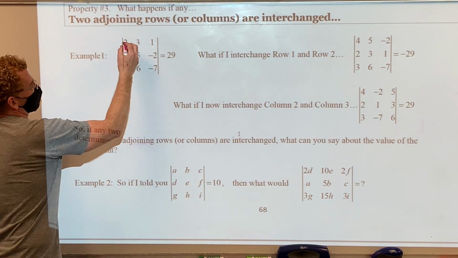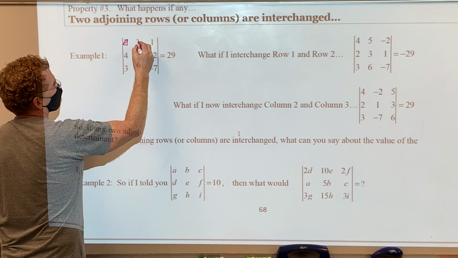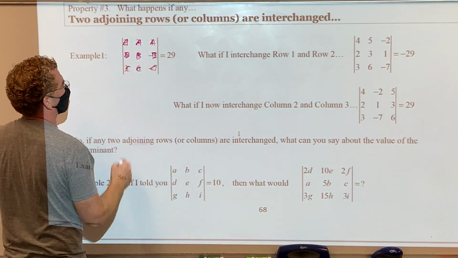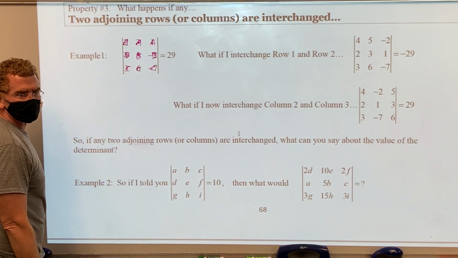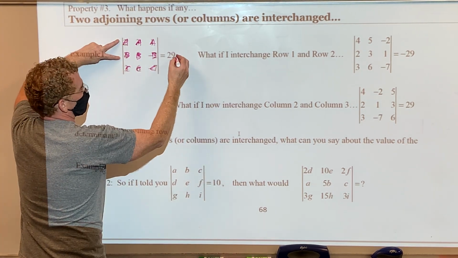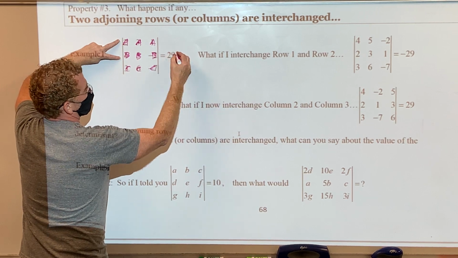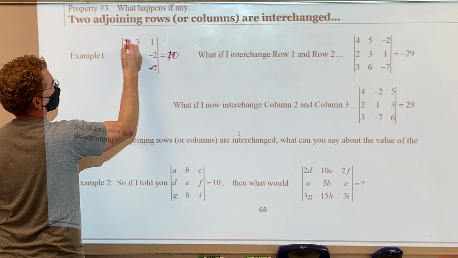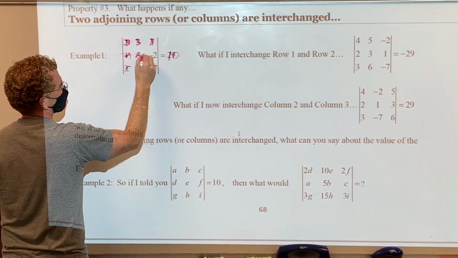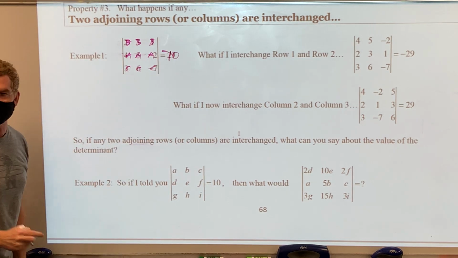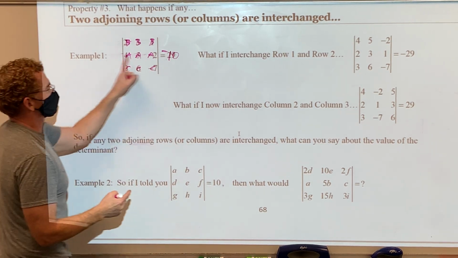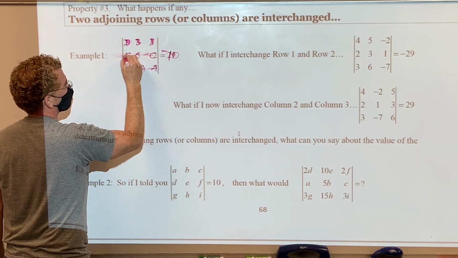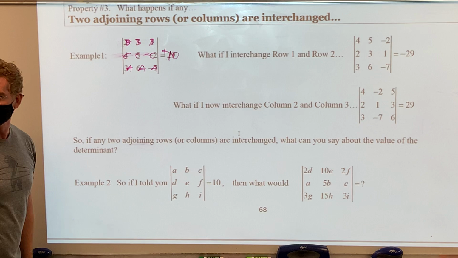Like for instance, it'll make better sense if I have this. What if I had a bunch of A values and B values and C values? And I want C's on the top and A's on the bottom. First I'd have to, and say this is all equal to, let's say, 10. If I switch the A's and the B's, what does that do? That puts B's on top and negates it, right? And then if I switch A's and C's, it negates it again, right?